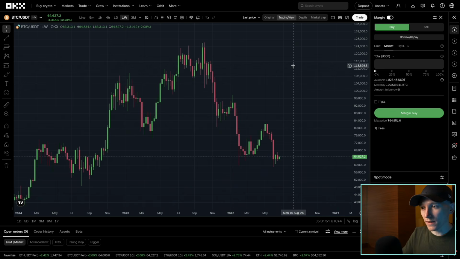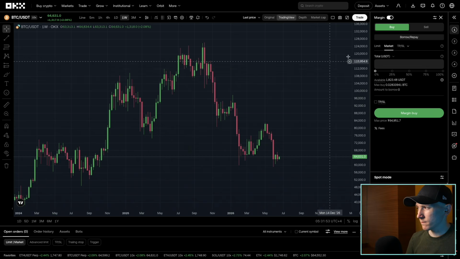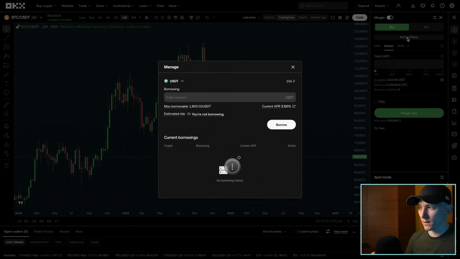Now I'll show you how to borrow on OKX, and you can do this before you trade or whilst you're trading. I'll show you both options. So you come to the borrow repay tab here. You can sort this out before you trade, like how much you want to borrow. So what OKX are going to do now is they're going to go to your trading account and they're going to see the assets in there and what they're worth. And they're going to use that as the calculation on how much you can borrow.